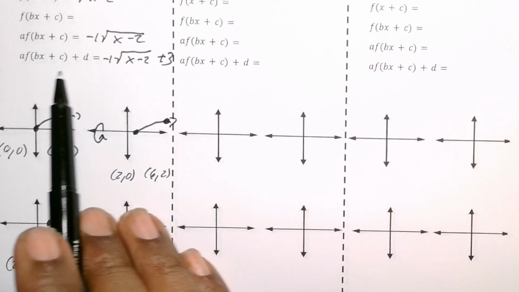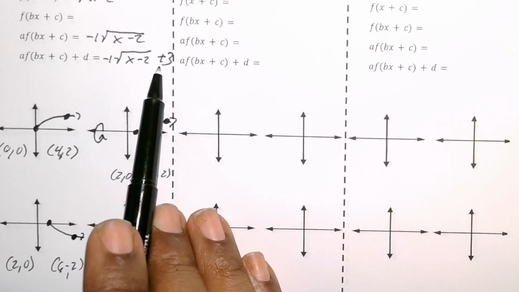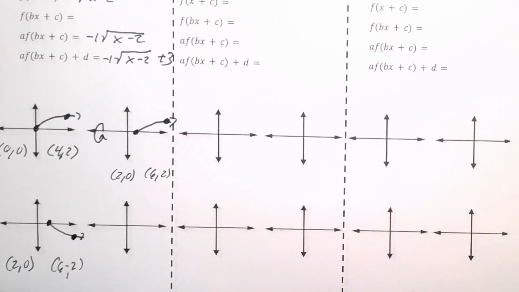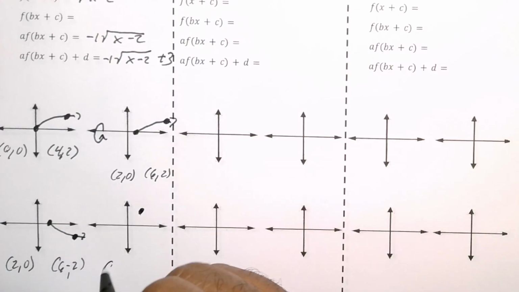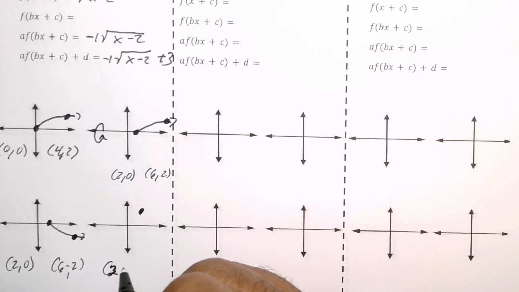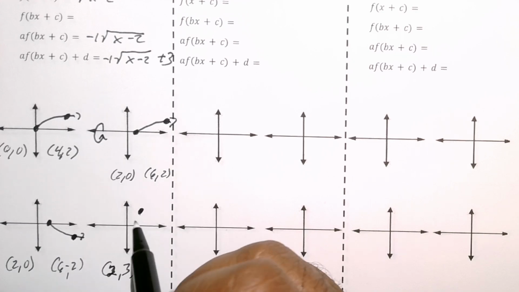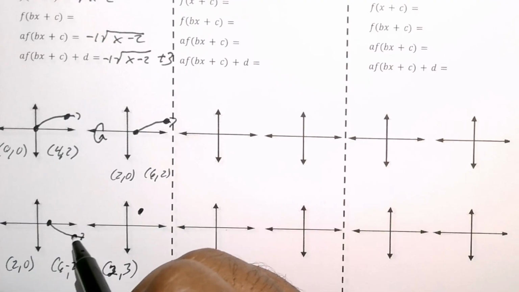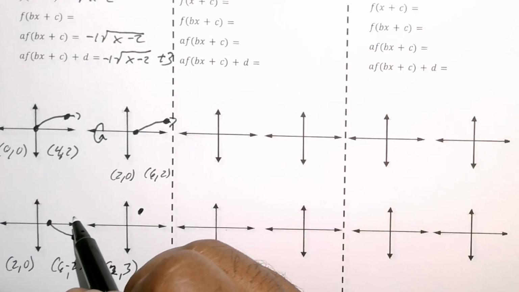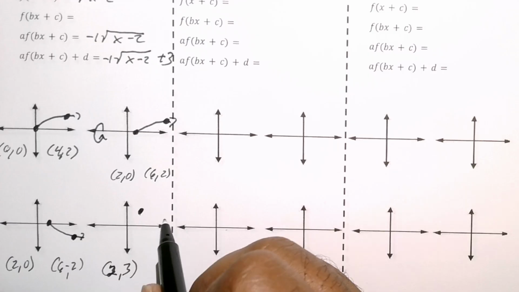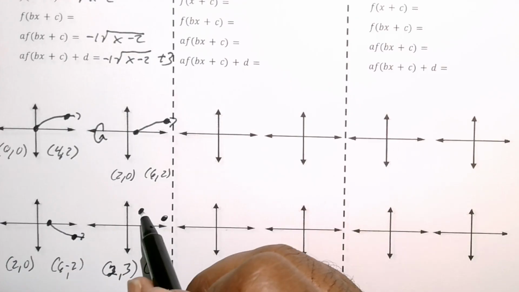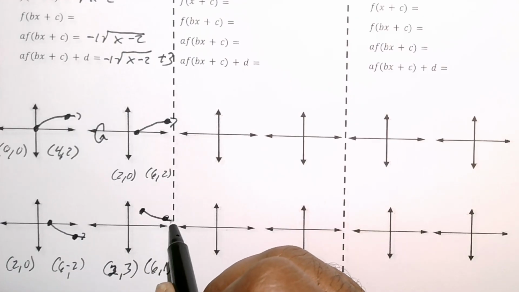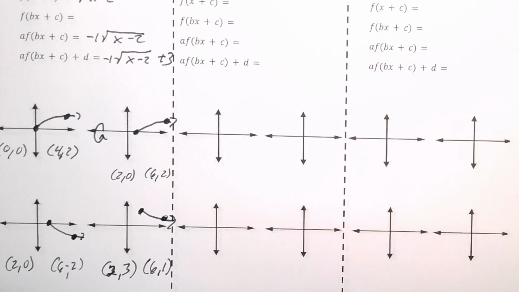Lastly, what happens when you add a parameter d, which is plus 3? It'll raise everything 3 times. So when you raise a 2, 0 3 times, it goes up here to a 2, comma 3. Okay? And when you raise a 6, negative 2 3 times, it takes it to a 6, 1. So right about here, 6, 1. And then you keep the orientation the same as best you can. And we're done.